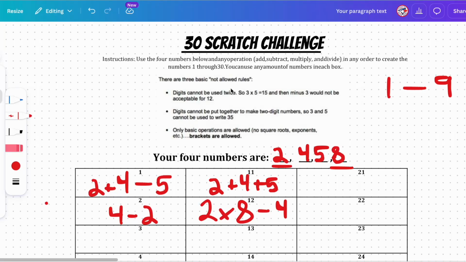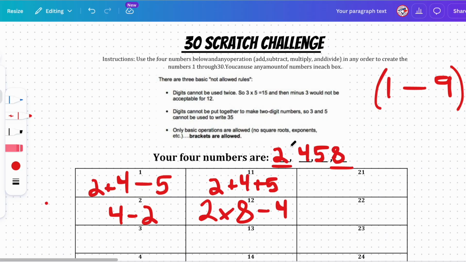Okay, so here's the rest of the 30 scratch challenge. The previous video kind of gave you the basic description, and now I'll try and solve the rest of this 30 scratch challenge. Just a reminder, you can use a random number generator to generate four numbers, typically using the values 1 through 9. You could also ask students, what's your favorite number between 1 and 9?